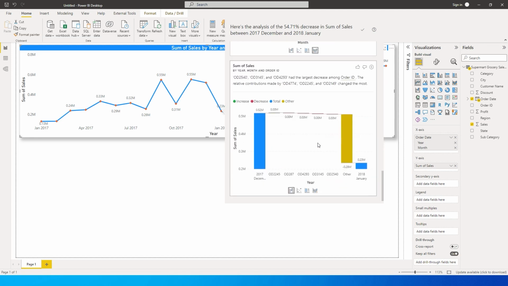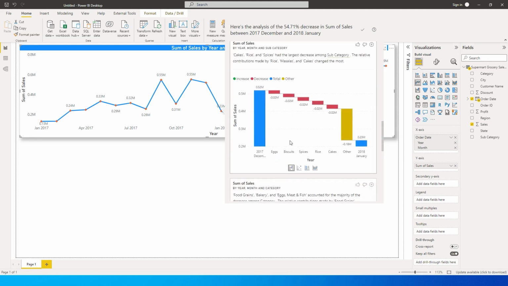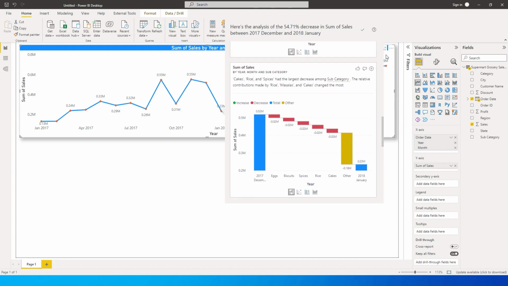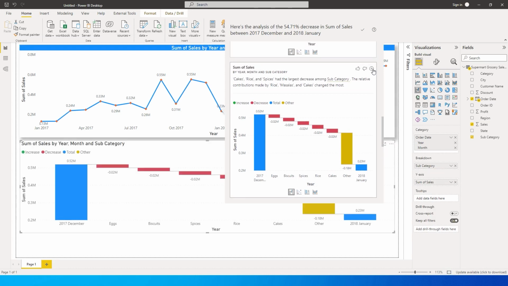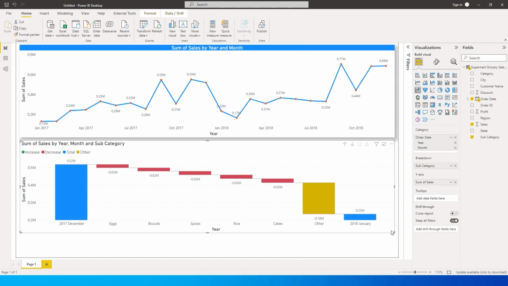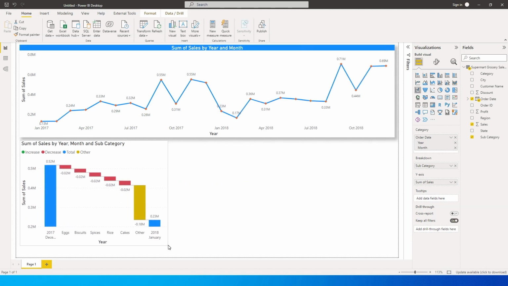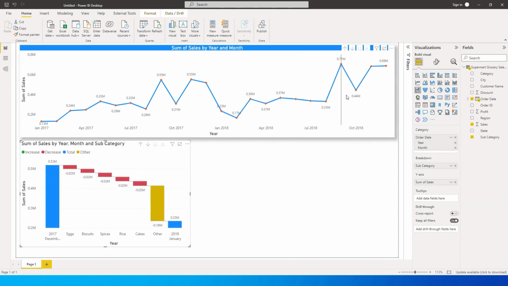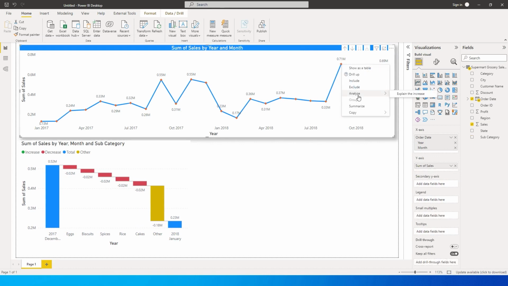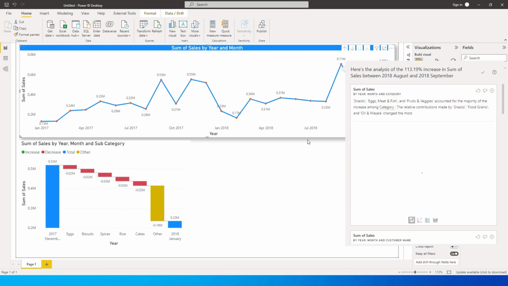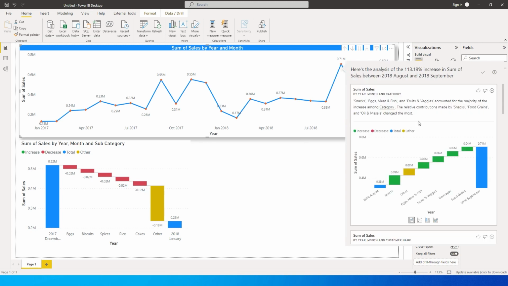Now, let us say that you want to add this to your report page over here and maybe showcase it to others. You can simply click on this plus button over here, and the chart will get automatically added to the page over here. Now, let's go back over here and look at the increase. When I click on this data point over here and click on analyze and explain the increase, we will get the same thing over here.